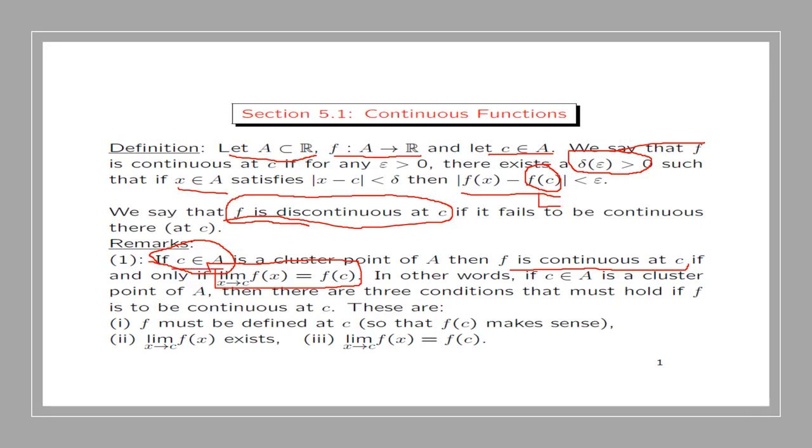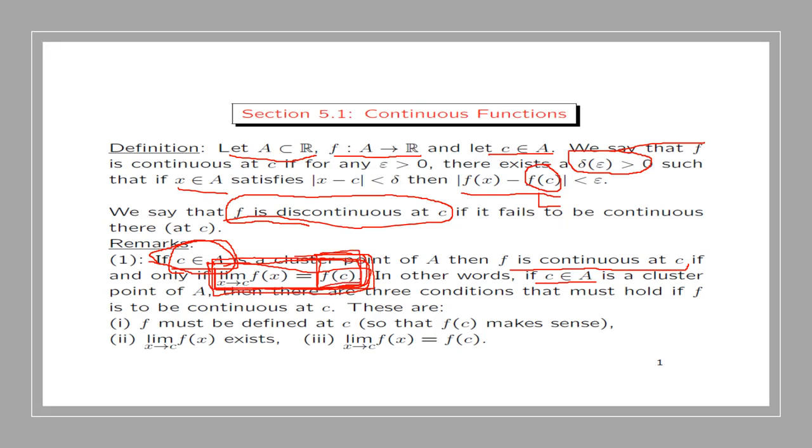So if C in A is a cluster point of A, then f is continuous at C if and only if the limit as x goes to C of f of x is equal to f of C. So this means that if C in A is a cluster point of A, then three conditions must be satisfied for f to be continuous at C. Now we are saying that f is continuous at C if and only if the limit as x goes to C of f of x is equal to f of C. So that means that this limit exists, and is f of C. So for this limit to be f of C, that means f of C must be defined, and that the limit must be equal to f of C.